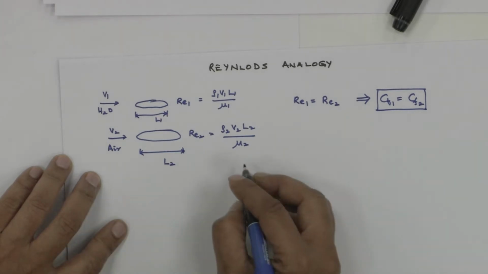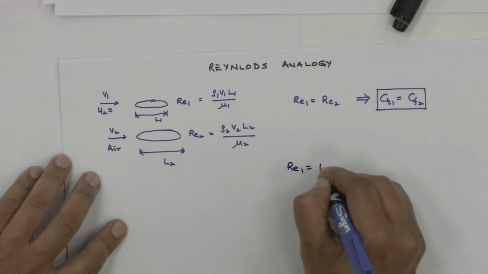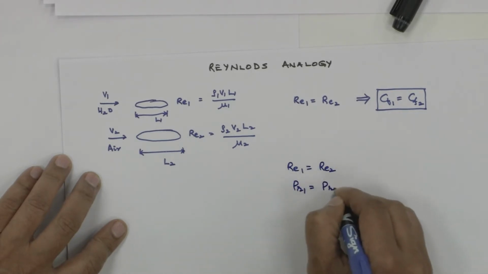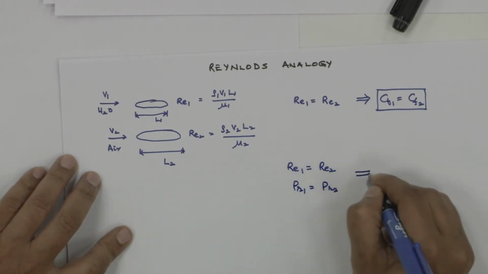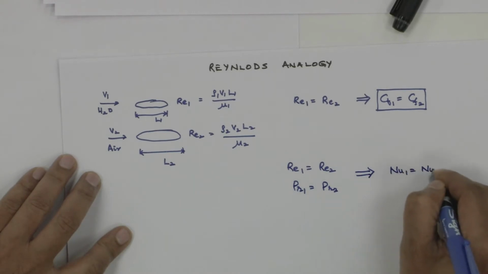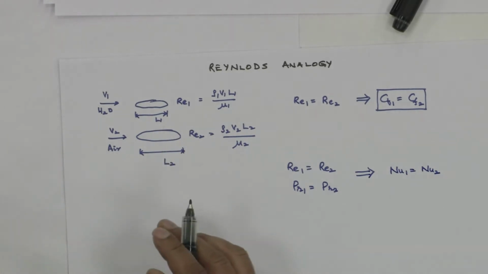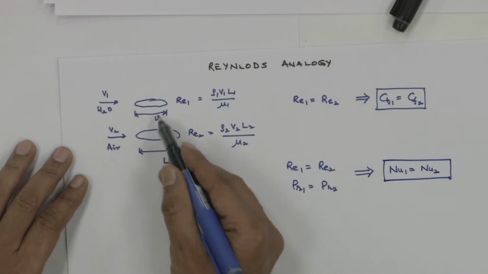But from the energy equation, what is it that I need to keep the same? Not just the Reynolds number, Re1 equal to Re2, I need to keep Pr1 equal to Pr2. If I do this, what does that mean? It means that the Nusselt numbers are also going to be the same. So this is a big boon now. This helps in scaling down or scaling up.